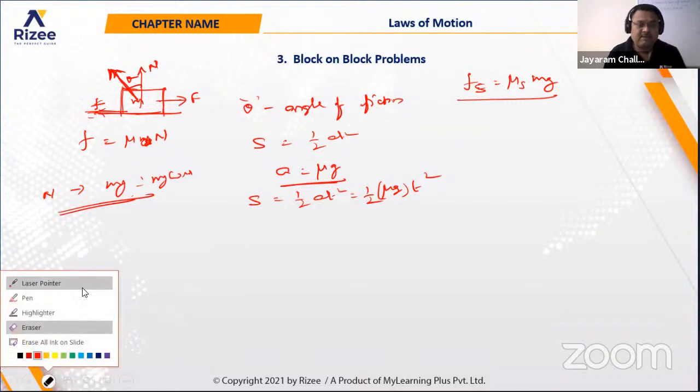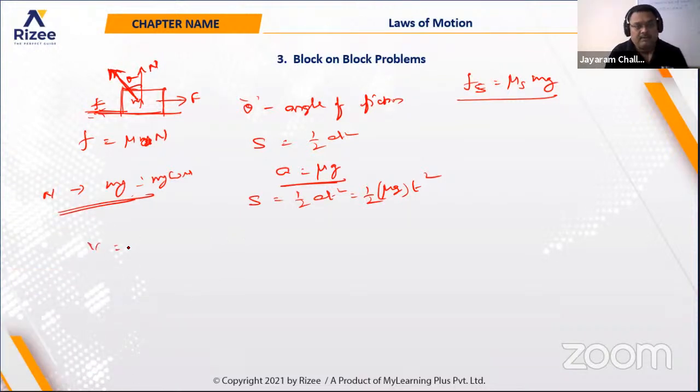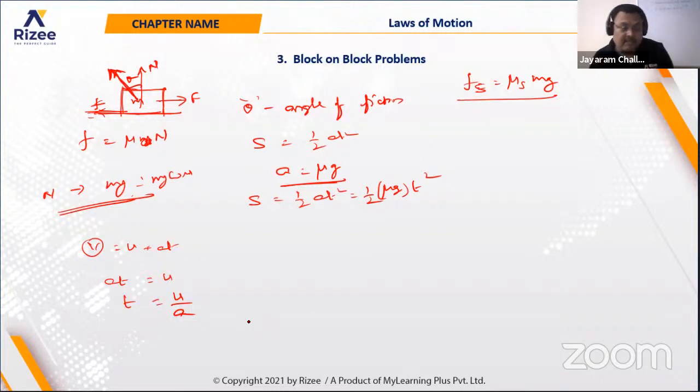Suppose the final velocity is equal to 0. V is equal to U plus AT. Since V is 0, your AT is equal to U, so T is equal to U by A. This is the time where it can stop, because your final velocity is going to become 0 at that particular point. If some resultant force is there, then you will be considering it, or else you will be equating it to the rest case.